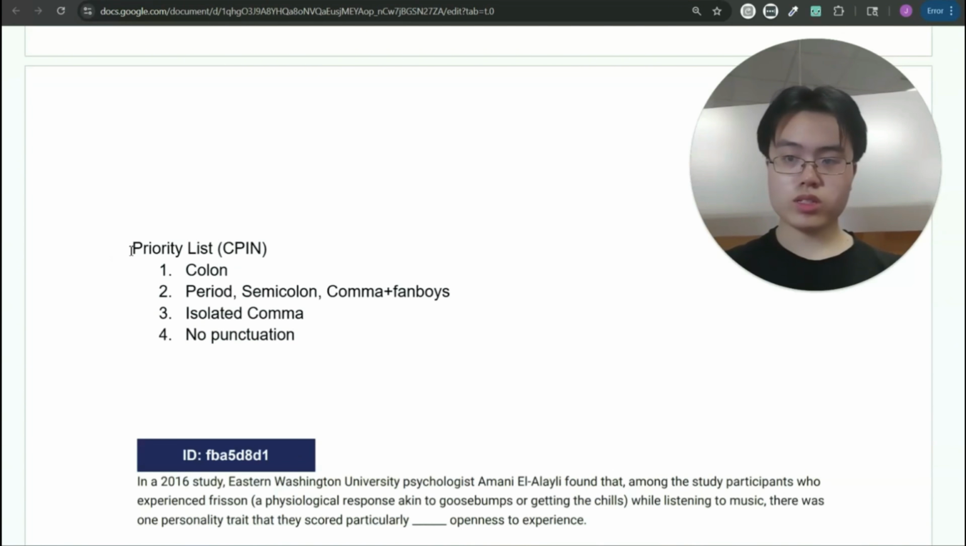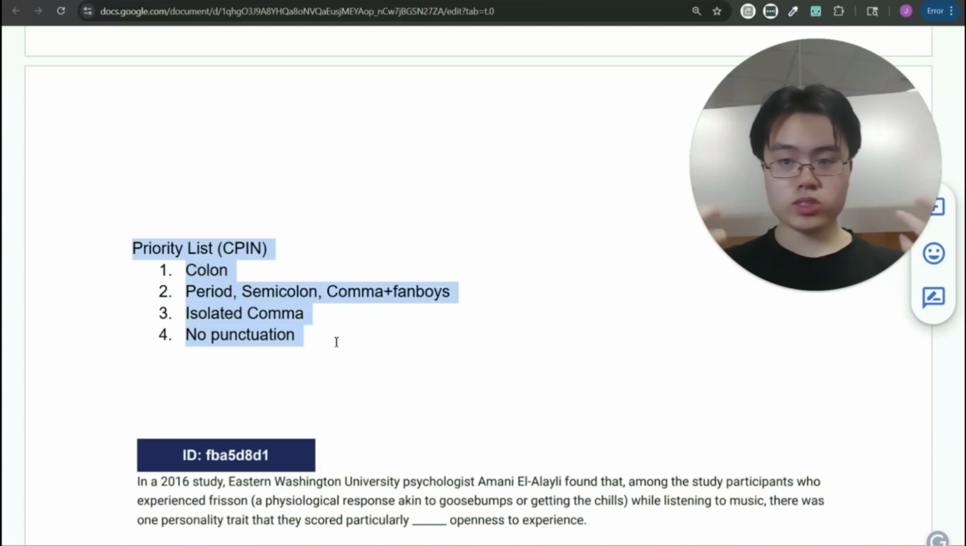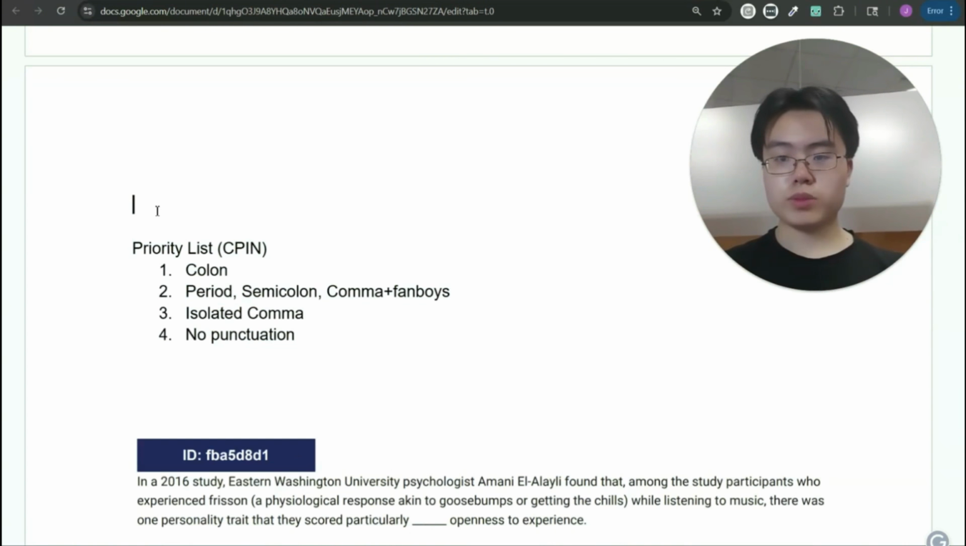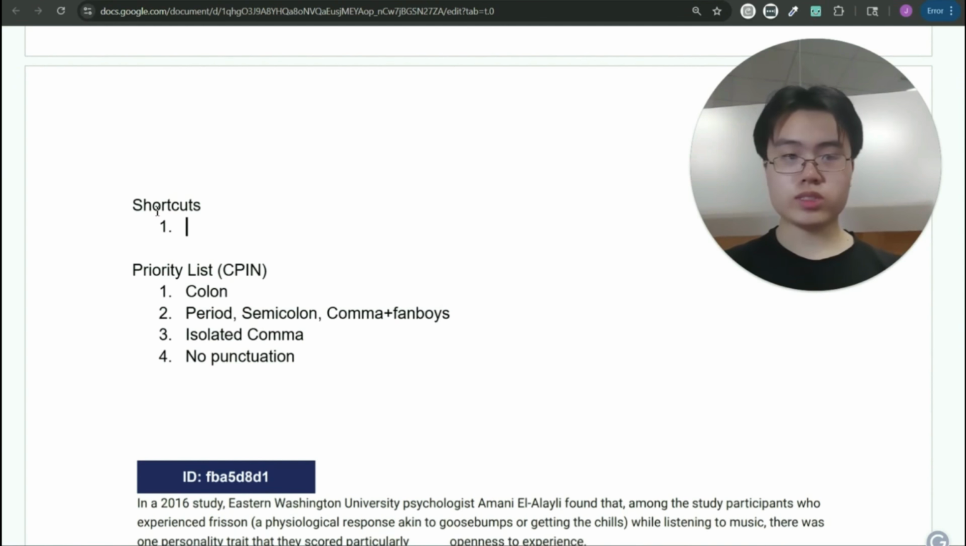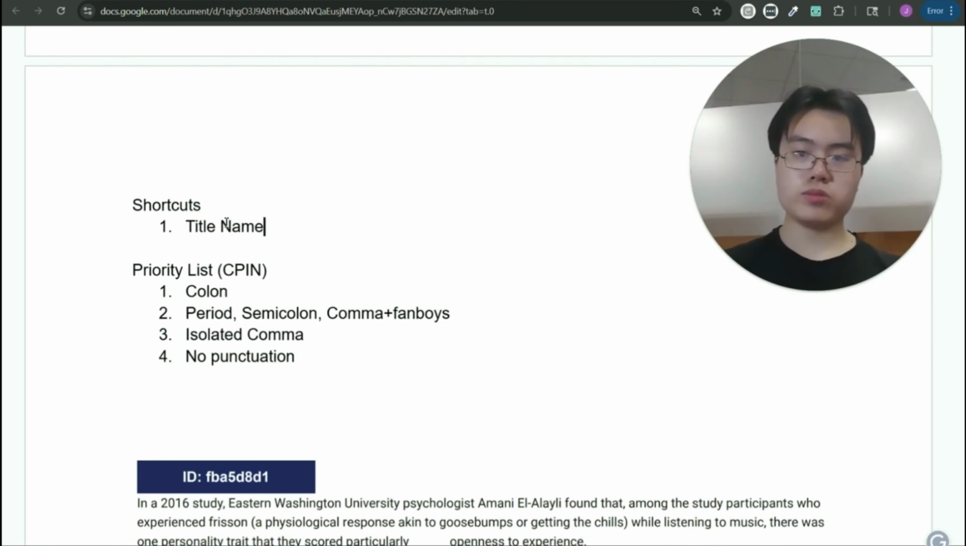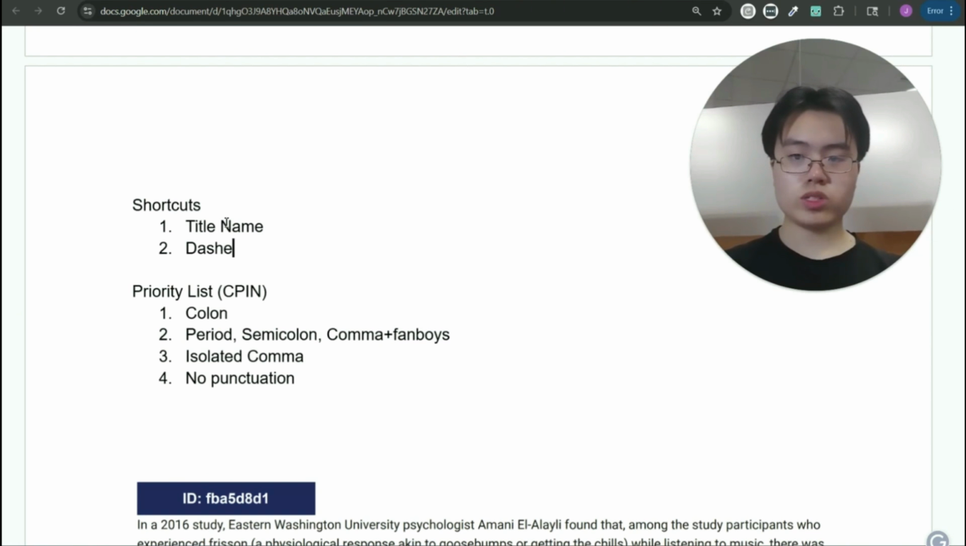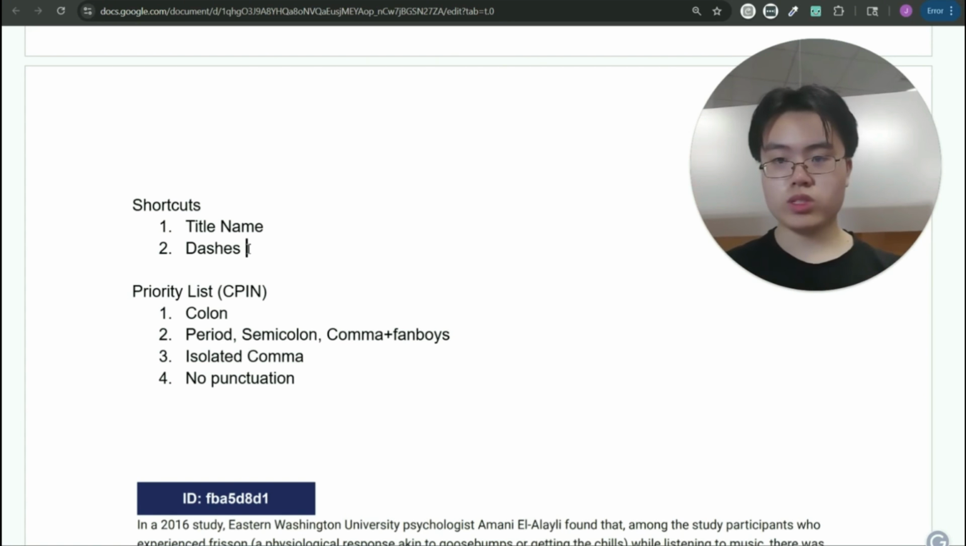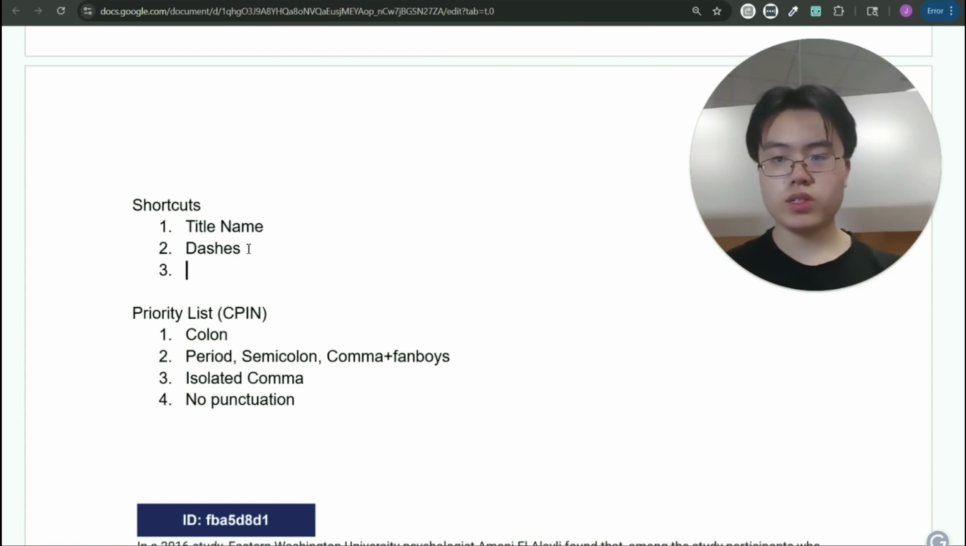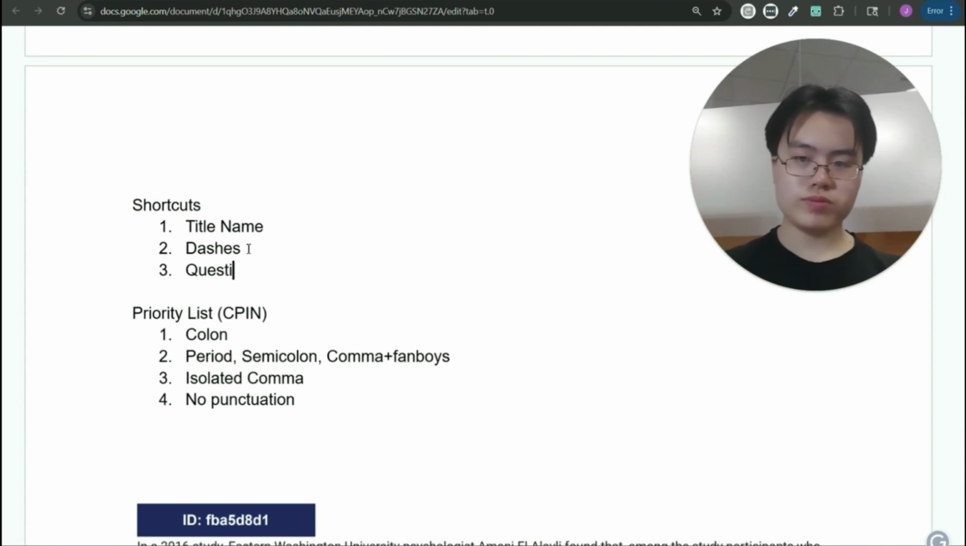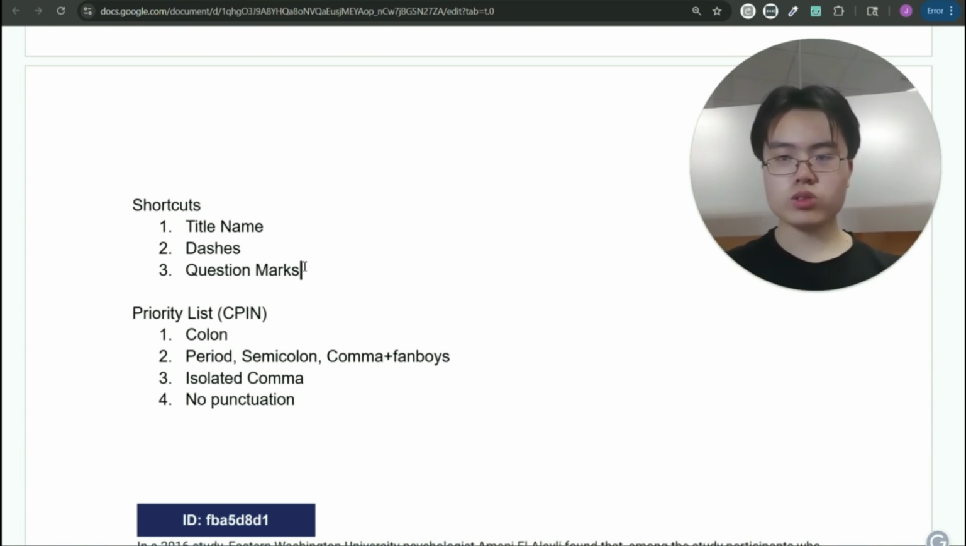Now, you might have noticed that this priority list doesn't include all the punctuation marks I went over earlier, and that's because of something called shortcuts. I call these shortcuts because they're shortcuts. You address these first before you go to the priority list, if you see these. The first one is title name, which I go over in a bit. Dashes, which you already know what to do. Hopefully, there's non-essential information in between the dashes, and then it could also replace a colon if that exists. And then question marks, I'll go over in a bit too. And again, if you see one of these, you address that first before you go to the priority list.